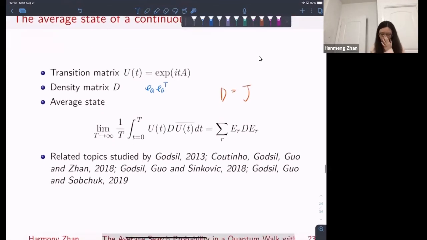The average states and a related topic called the average mixing matrix have been studied a lot by Chris and his students and postdocs. And here are many papers that you can check if you're interested.